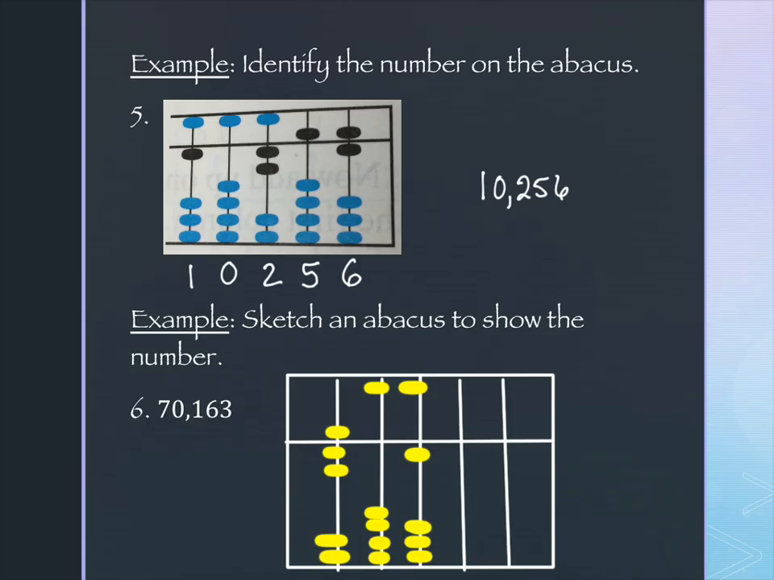6. What do I do to get a 6? 5 and 1. So the 5 on top, the 1 below. I need 3 more beads on the bottom, pushed away. And then the last number is a 3. How do I get a 3?